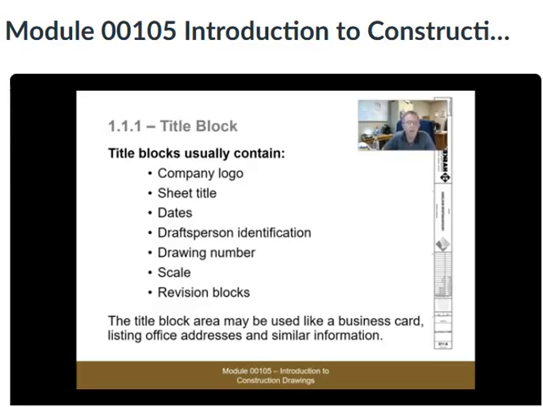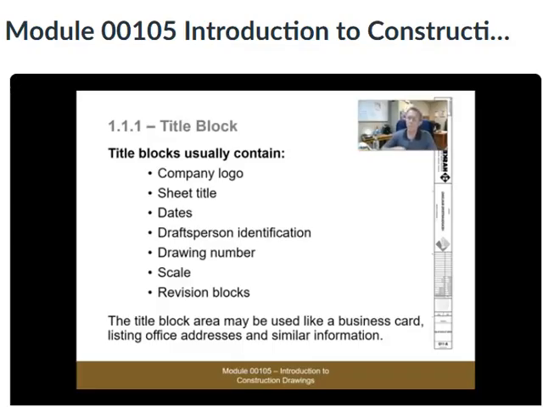title block. It says this block is usually going to contain a company logo, a sheet title, dates, draft person identification, drawing number, the scale that they drew it in, and the revision blocks. It says the title block area may be used like a business card listing office addresses and similar information. Okay, and one of the most important things that we want to look at just generally and as looking in our prints is our revision blocks.